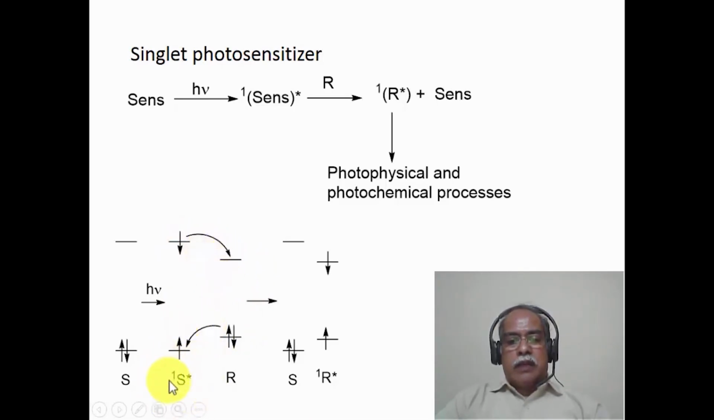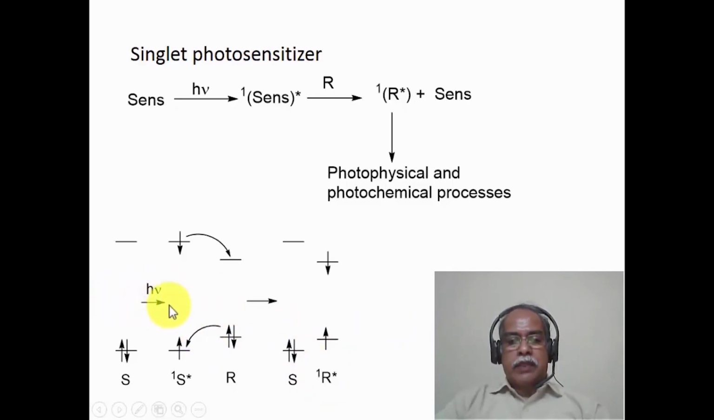So when the sensitizer comes in contact with the reactant molecule, it essentially transfers the energy. In the process, it regenerates the sensitizer and results in the formation of the excited state of the reactant. You can see here that by a simple electron transfer process, you can explain the transfer of the singlet energy from the singlet sensitizer to the reactant, forming the singlet excited state of the reactant by means of a simple mechanism like this.